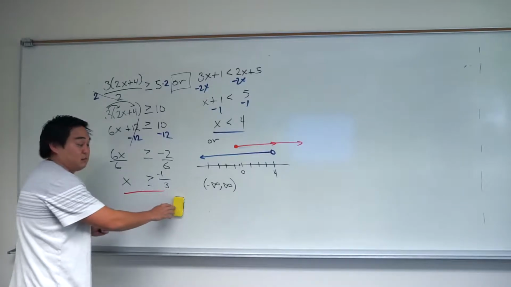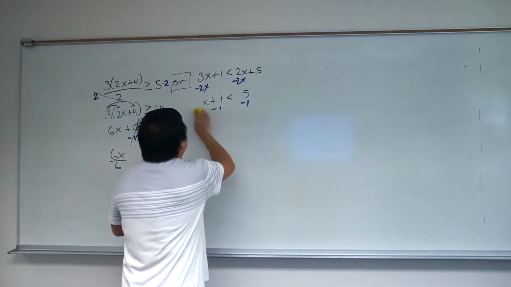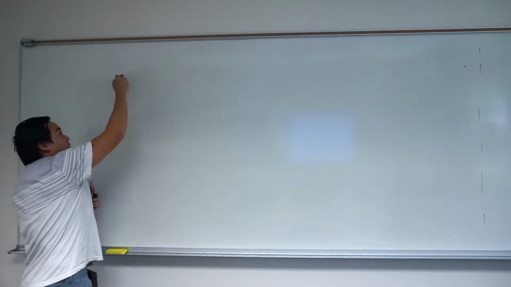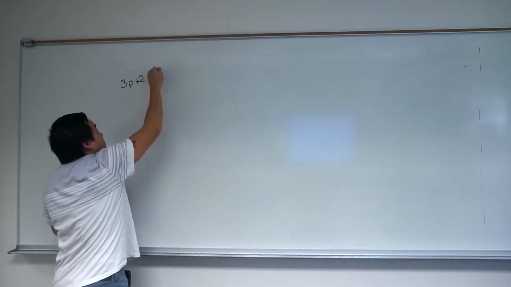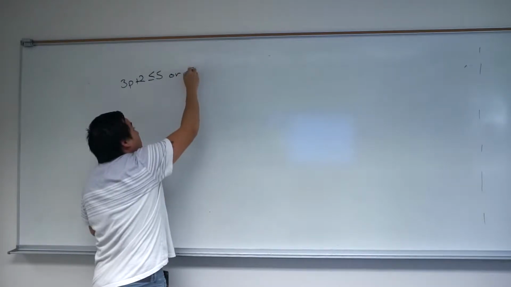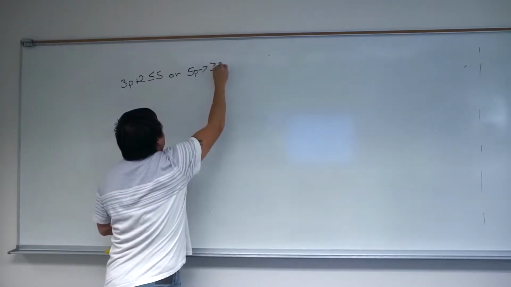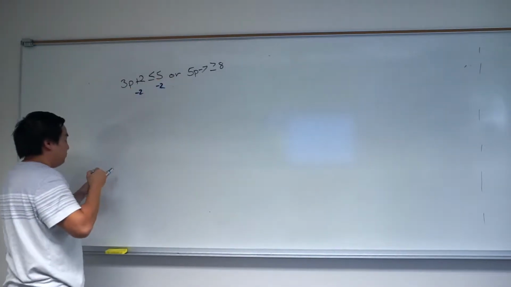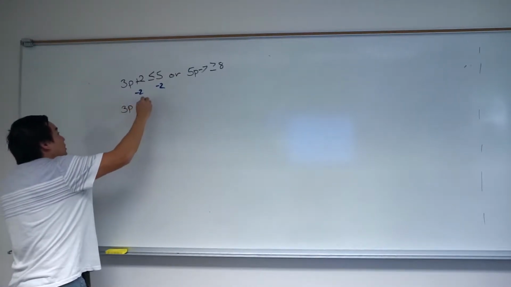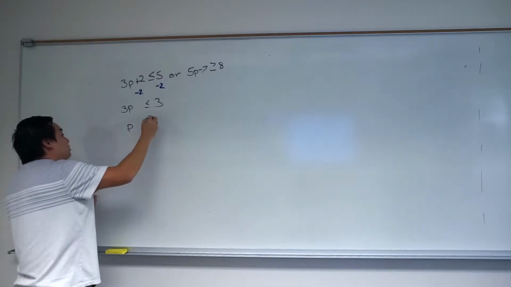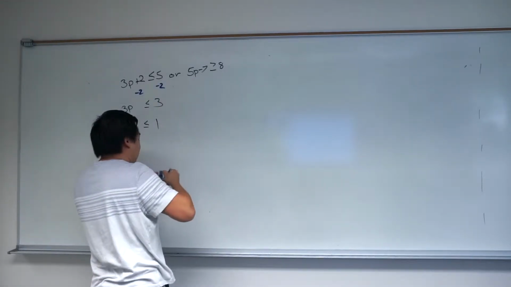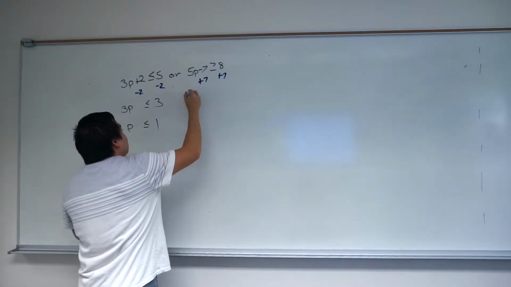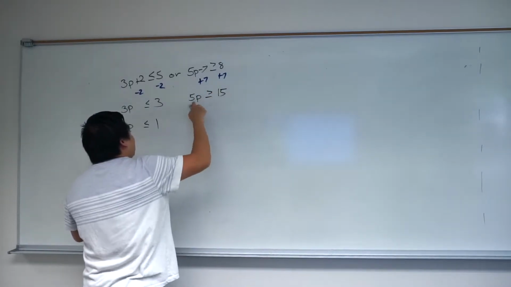The next example is very similar, but you'll see a different answer. So this one has 3p plus 2 is less than or equal to 5, or 5p minus 7 is greater than or equal to 8. So similarly, let's go ahead and solve each one separately. So we get 3p is less than or equal to 3, so p is less than or equal to 1. And then the right-hand side, if I add 7, we get 5p is greater than or equal to 15, and then divide by 5.